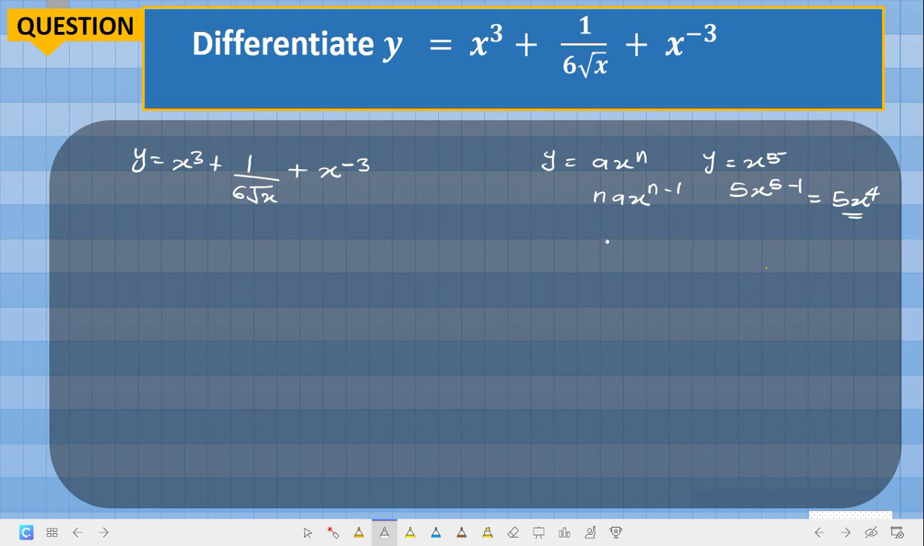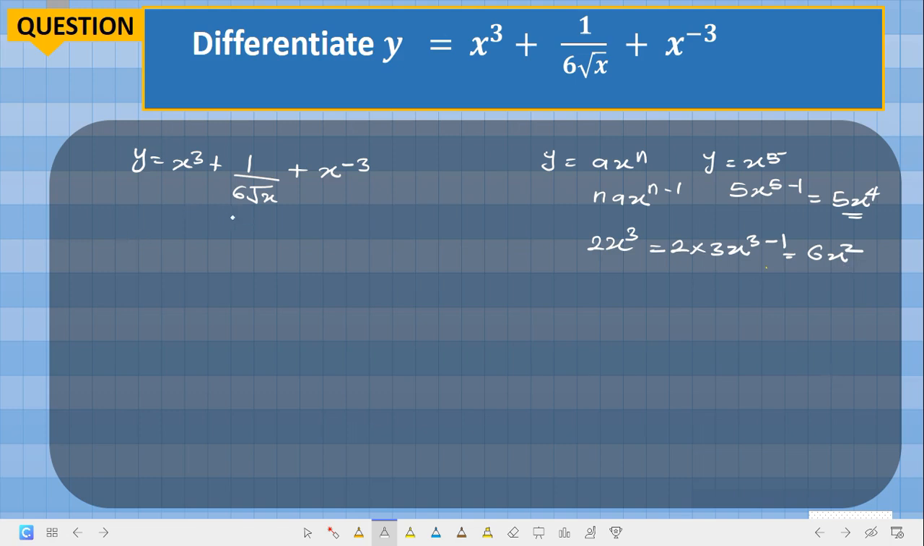For instance, lastly, if you have, let's say, 2s raised to the power of 3, what do you do? Use the 3 to multiply 2, so it becomes 2 times 3, then s raised to the power of 3 minus 1, and this becomes 6s squared.